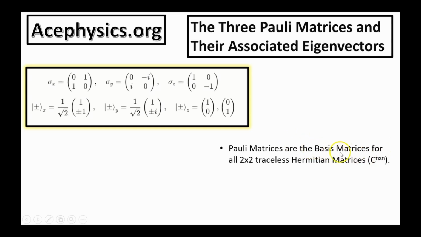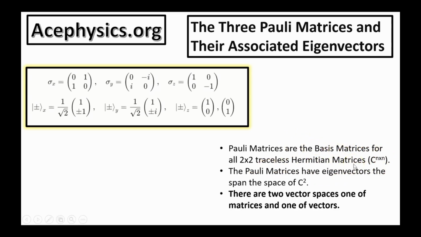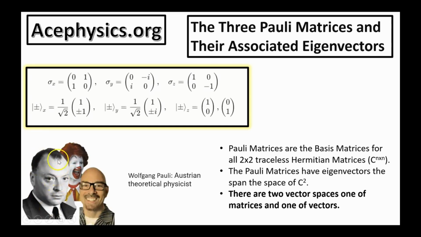The Pauli matrices are the basis of matrices for all 2 by 2 traceless Hermitian matrices. The Pauli matrices have eigenvectors that span the space C2. There are two vector spaces. One of them is for matrices, and the other one is for conventional vectors. Here's the Austrian physicist, Wolfgang Pauli, next to me.